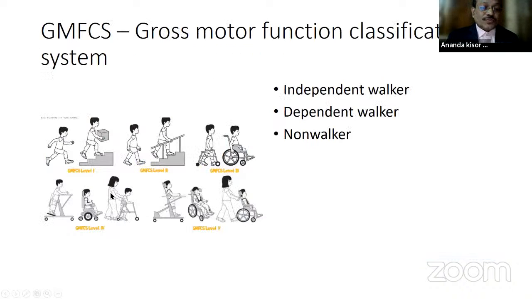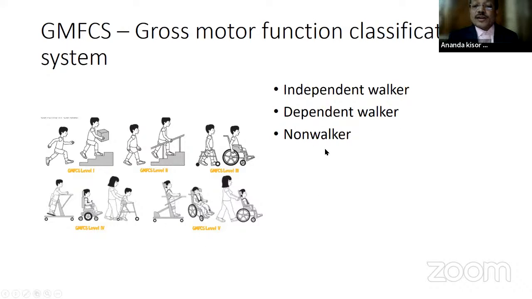Now, the GMFC score. See, this is grade 1, grade 2, grade 3. In grade 1, the patient is walking with some clumsiness. In grade 2, occasionally it requires some support, but not any aids. Grade 3 says using some support occasionally, not constantly. Grade 4 is walking, but with a constant requirement of walking aids, whereas grade 5 is the non-walker. So in this case, we have to see whether the patient is an independent walker, a dependent walker, or a non-walker. If it is a non-walker, straight away it is a GMFCS score 5.